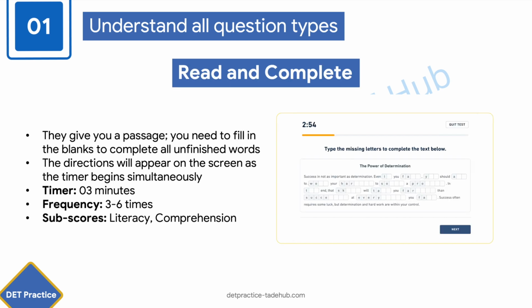This is the read and complete. They give you a passage and you need to fill in the blanks to complete all unfinished words. The directions will appear on the screen as the timer begins simultaneously. And students have 3 minutes to complete each question. This item type contributes to literacy and comprehension.